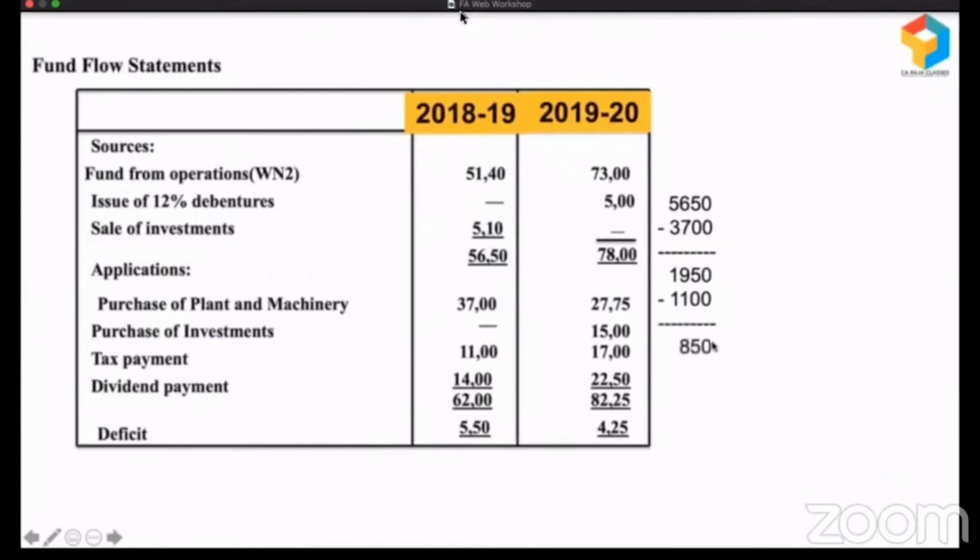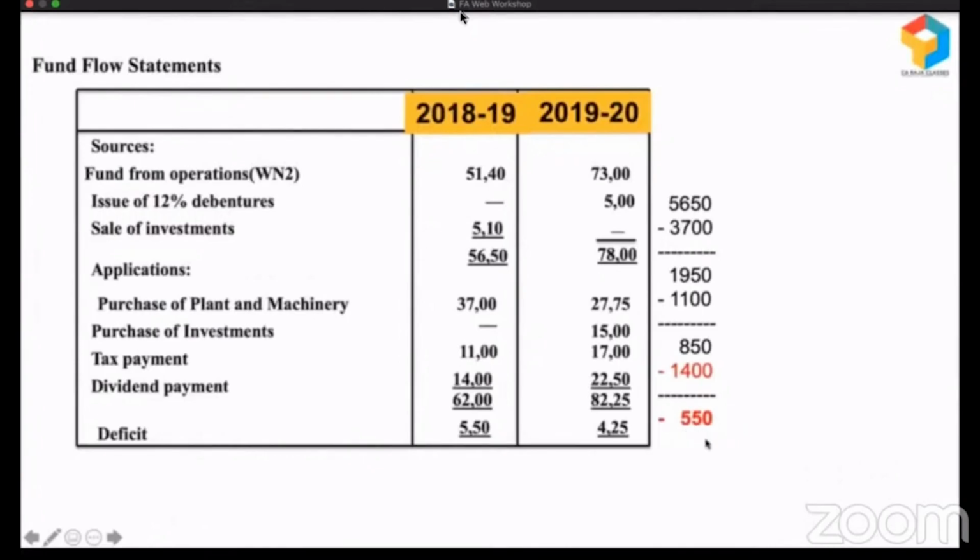When they were left with 850, they made this mistake. With a long-term fund of only 850, they went and paid a dividend of 1,400. What is the amount they have? 850. But what is the dividend they have paid? It is 1,400. It's not acceptable, right? But they did that. They went and paid 1,400. They faced a shortage of 550 and they managed that shortage by using short-term funds.